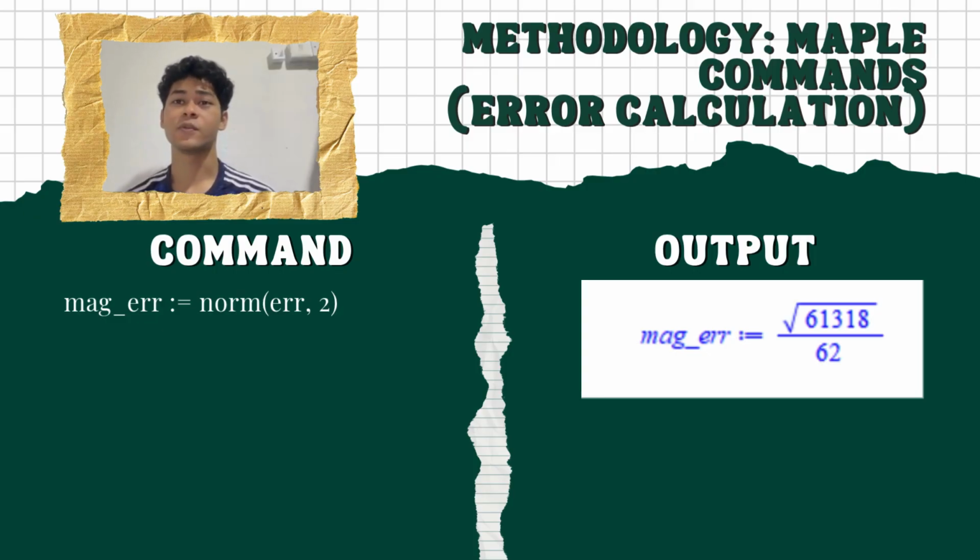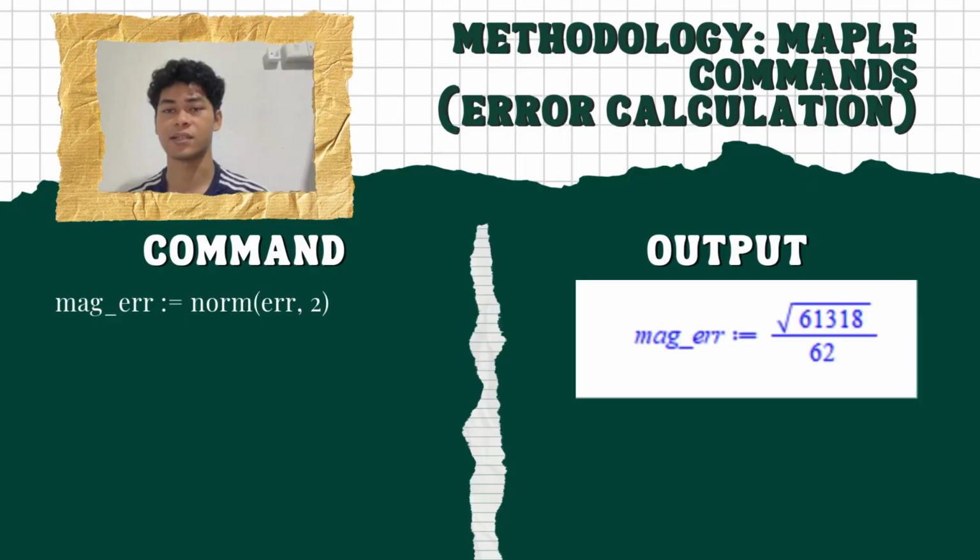Finally, to make sense of this individual residual as a single metric, we look at the total magnitude of our error. We execute this in Maple using the Euclidean norm command, specifically norm in brackets ERR, 2. This calculates the geometric length of our error vector, giving us the final simplified magnitude of the answer above. This single value quantifies the overall accuracy of our calculation, showing us exactly how closely our model fits the dataset.